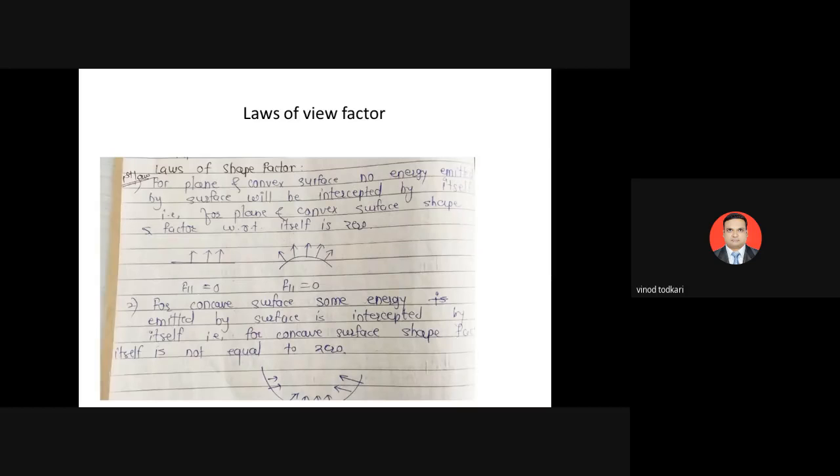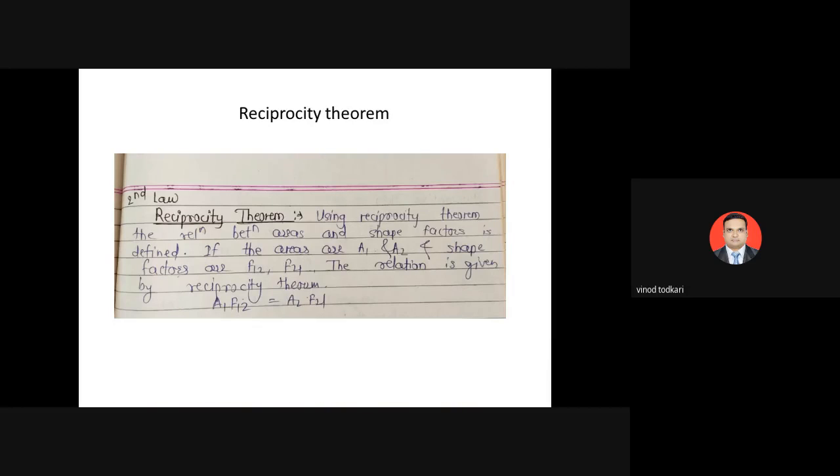What are the rules or the laws for view factor? The first law states that for flat and convex surfaces, the shape factor or view factor with respect to itself is 0. And for concave surfaces, the shape factor with respect to itself is not equal to 0. What is F11? F11, or in reference books, it is also called Fii. Fii is the shape factor of i with respect to i, means the fraction of energy emitted by i which is intercepted by i. What is Fij? Fij means the shape factor of i with respect to j, means the fraction of energy emitted by i which is intercepted by j. Okay.